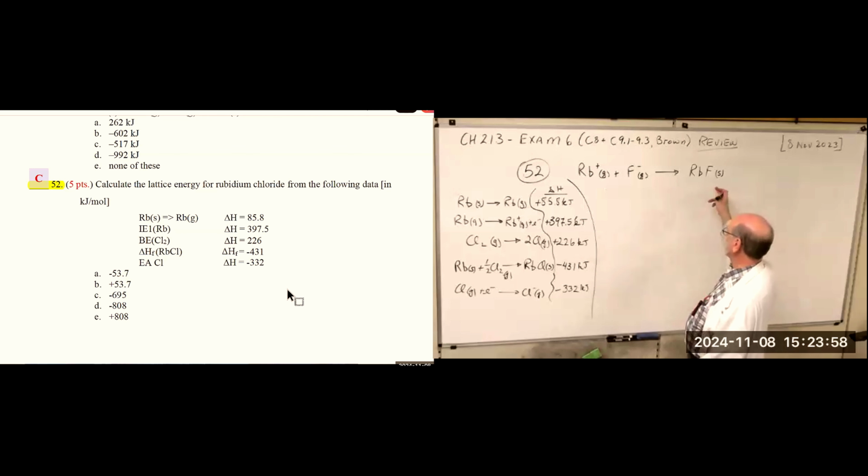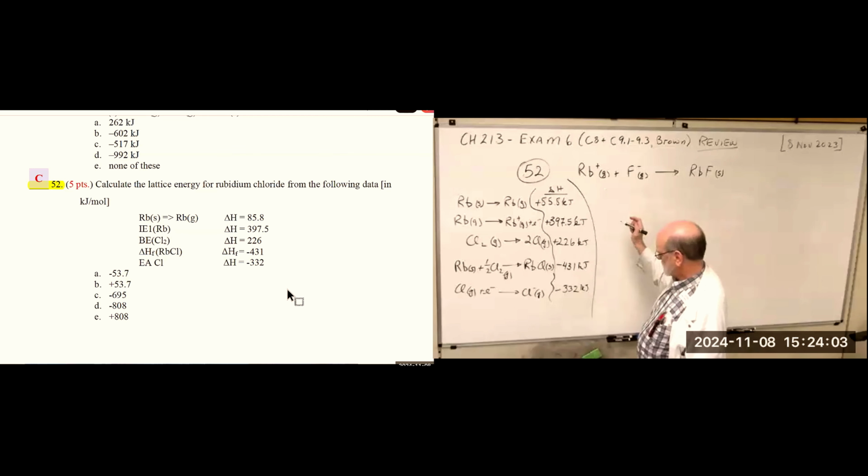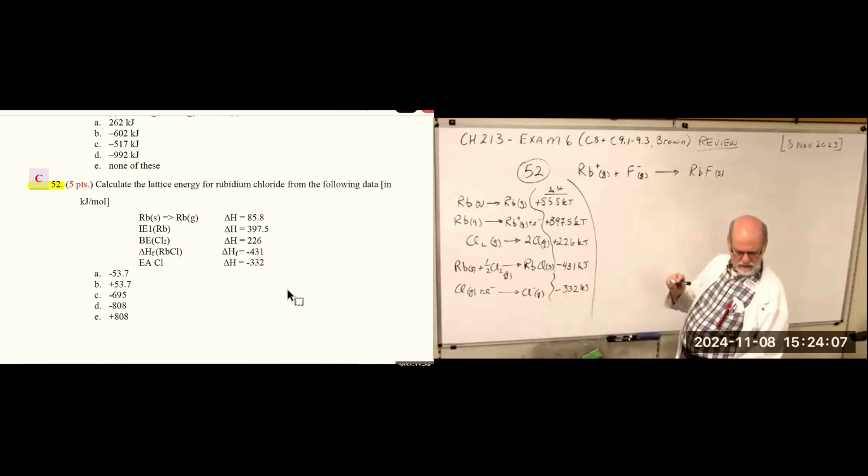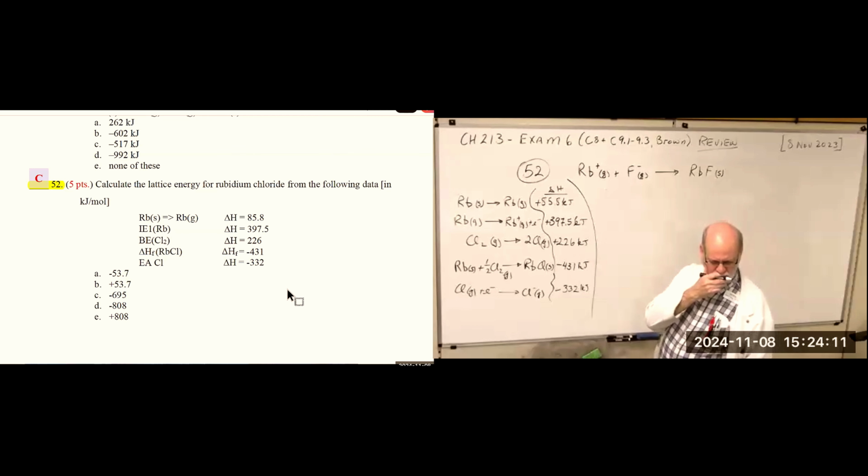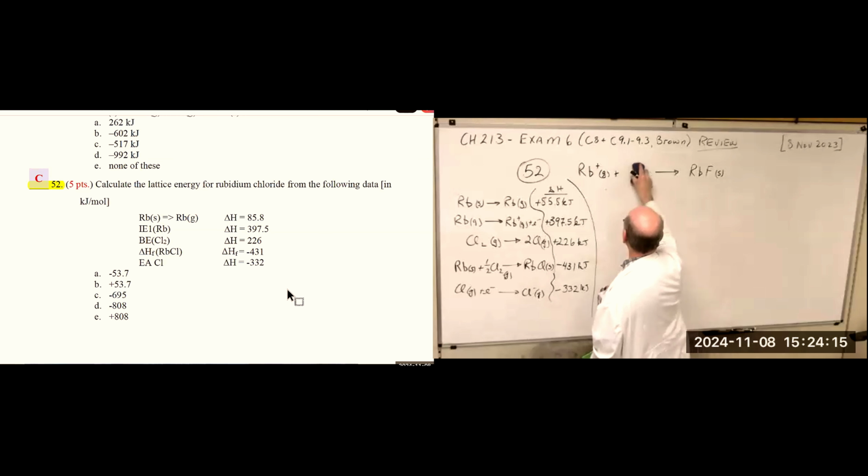So let's start on this side. How do we get rubidium fluoride solid into that equation? Is that right? Rubidium fluoride. No, chloride. Why don't you guys stop me?